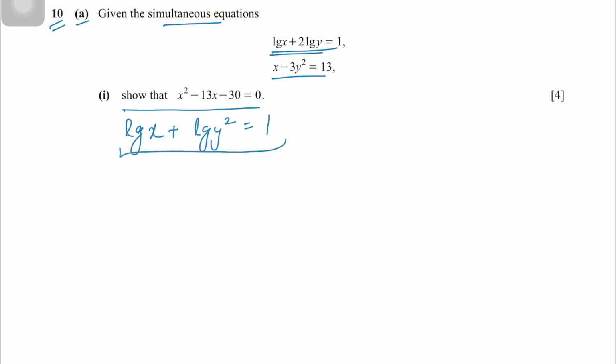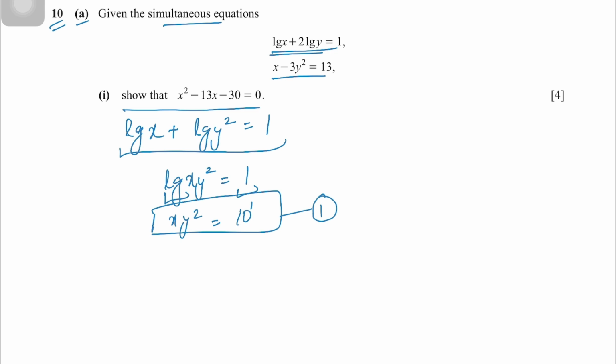We can use the product law over here to make it a single log. So this would be lg of x y squared equals 1. We can remove this lg and then take this to the power of 10. So this would be 10 to the power 1, and x y squared. So we have our first equation, right?